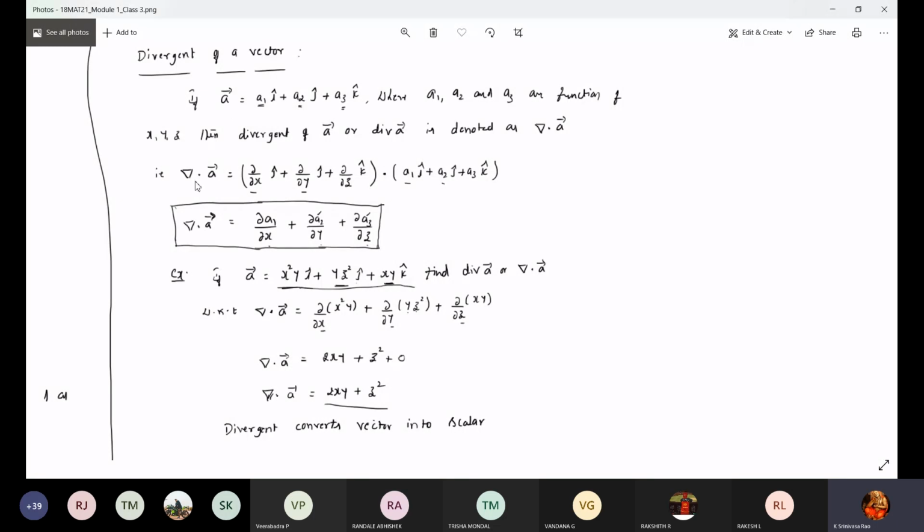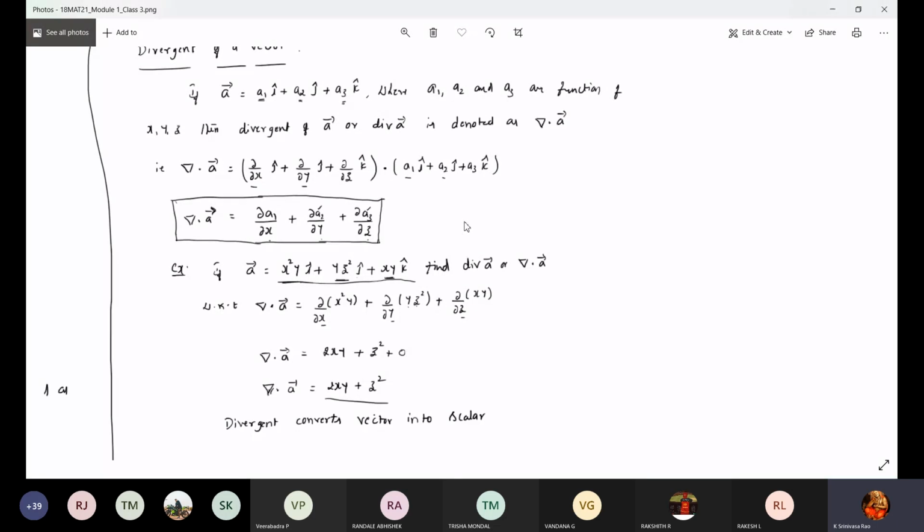Div is nothing but del dot A. Del is a vector differential operator. It is a dot product with the given vector, first component with first component, so dou A1 by dou x. Like that, this is the divergence.